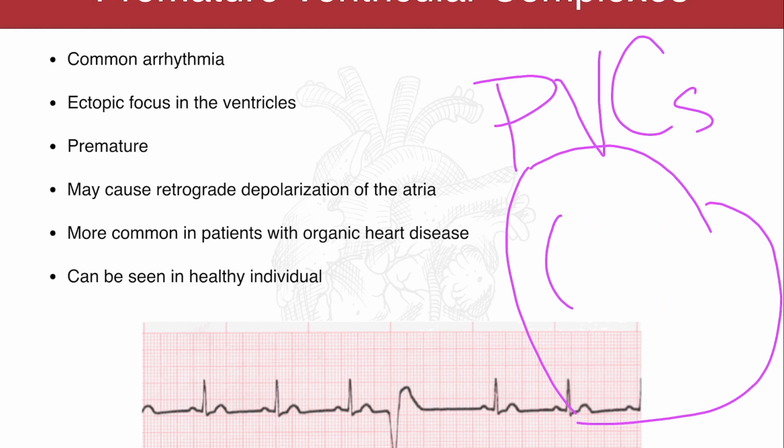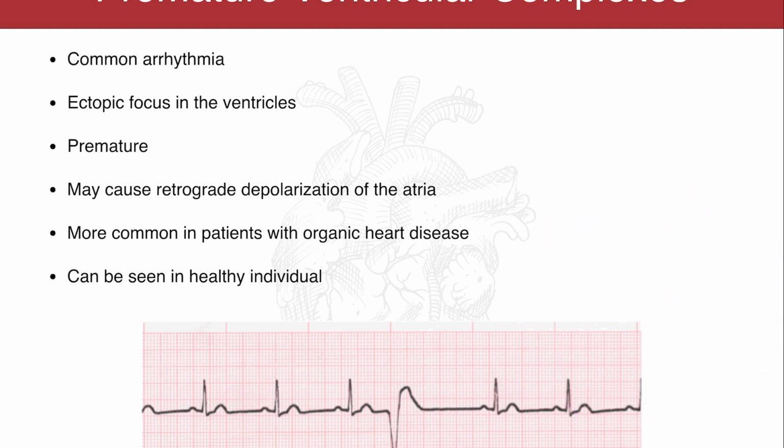Now, if we check the regularity of the rhythm here, we have a nice regular R to R interval. We would expect that next QRS complex to land right there, and yet it doesn't. We end up getting a premature complex right here.